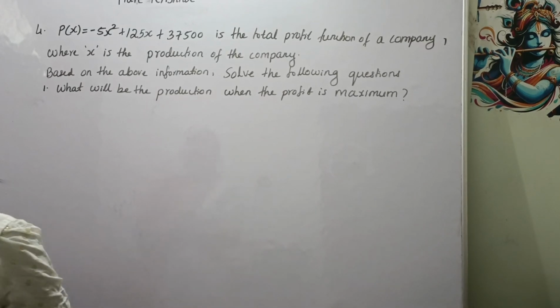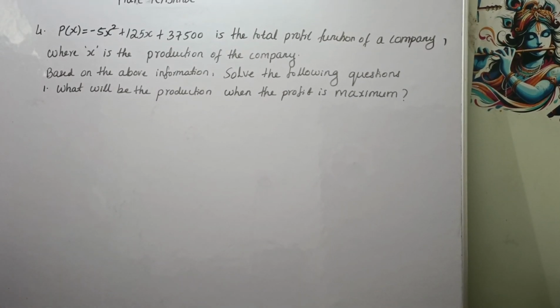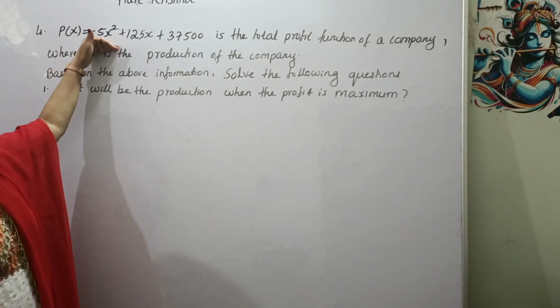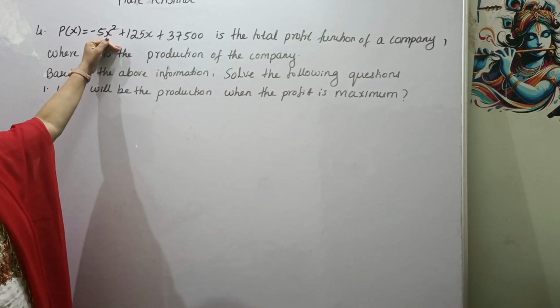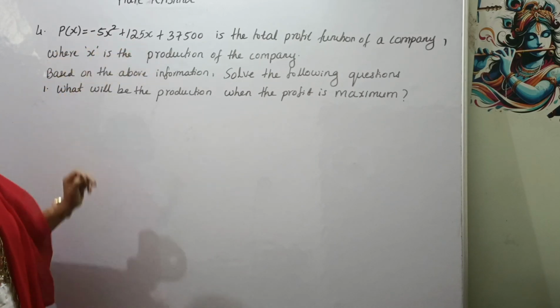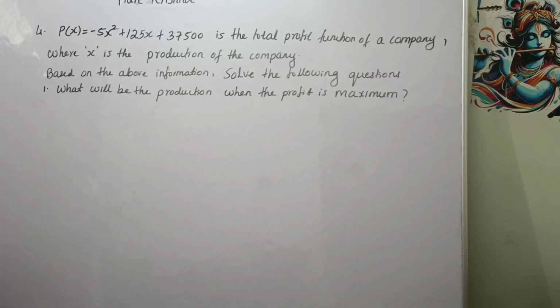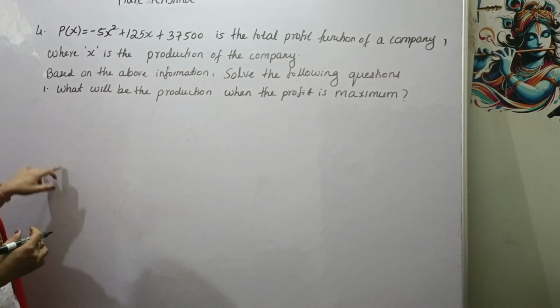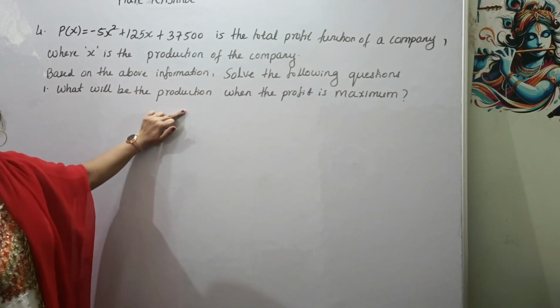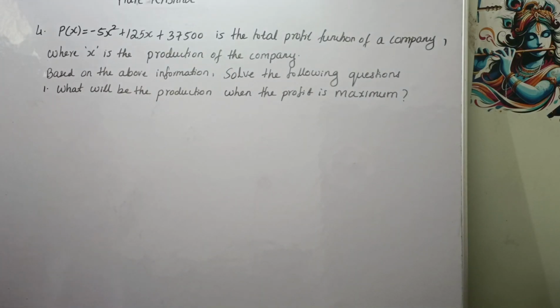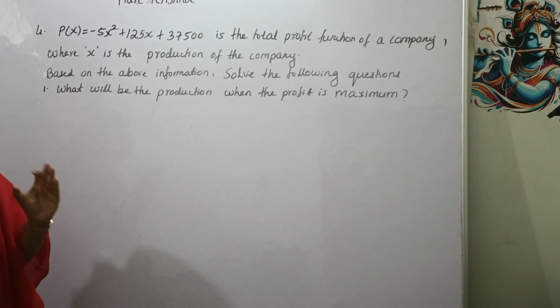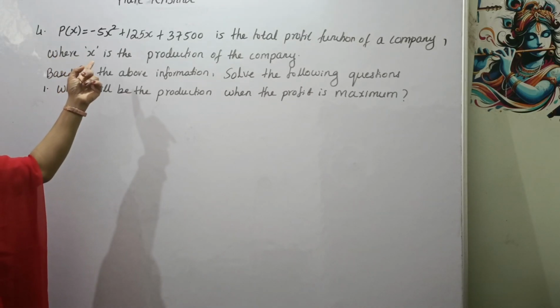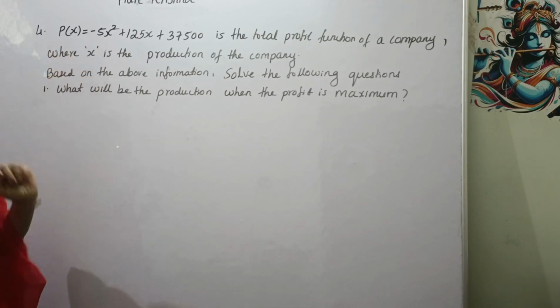Next, fourth question. P of x is equal to minus 5x square plus 125x plus 37,500 is the total profit function of a company, where x is the production of the company. Here it's an equation of the total profit of a company. And in this, x is the production of the company. Now let's see the first question: what will be the production when the profit is maximum? That means we have to find at what value of x the given function is maximum.